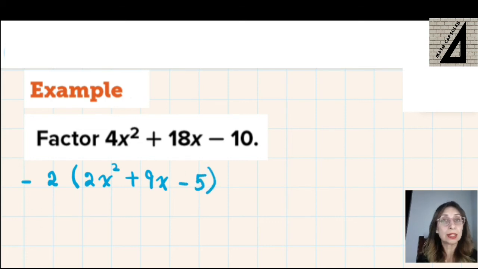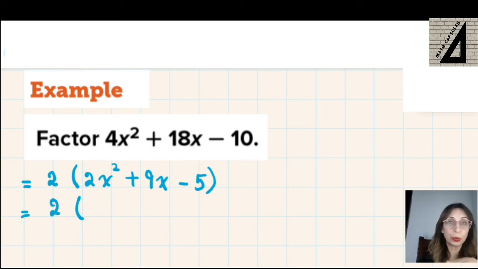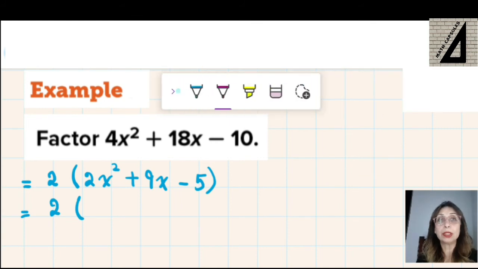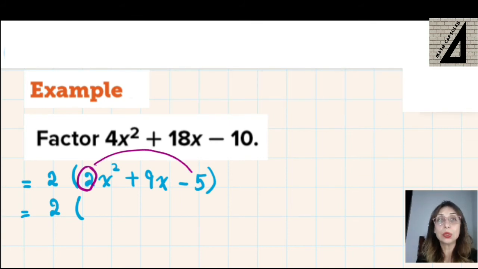Now this 2 will remain as it is outside the bracket, and I'm going to factor this bracket into two brackets. But before we do this, we know that 2x squared plus 9x minus 5 is a trinomial with a leading coefficient not equal to 1. So I will do the same as the example before. I will take this 2 and multiply it by the last constant term. So this will be x squared plus 9x without change, and minus 5 times 2, which is 10. So I multiplied here by 2.